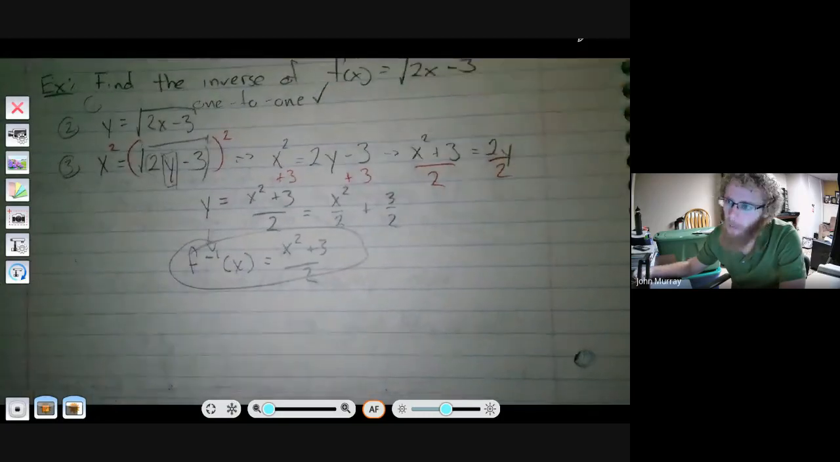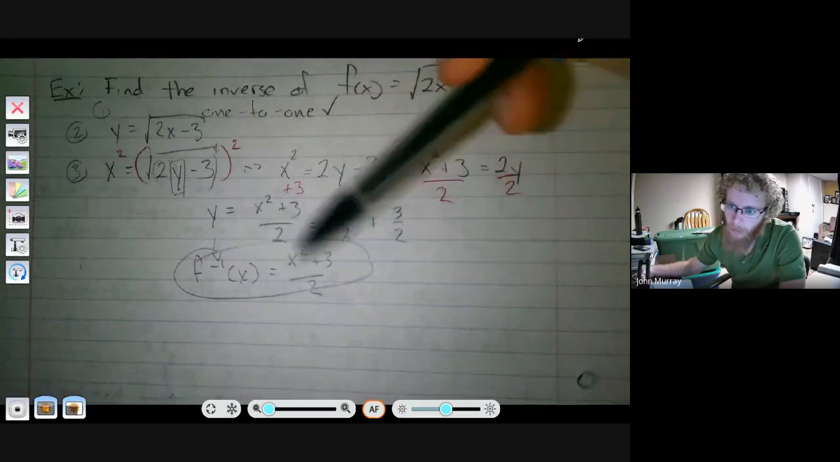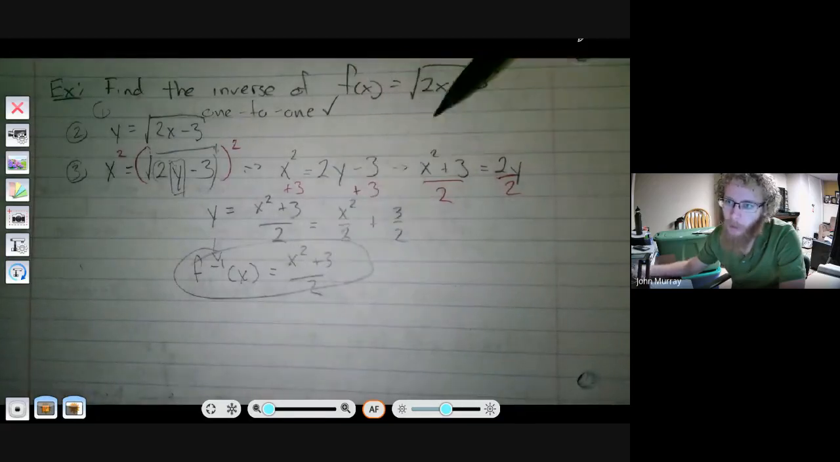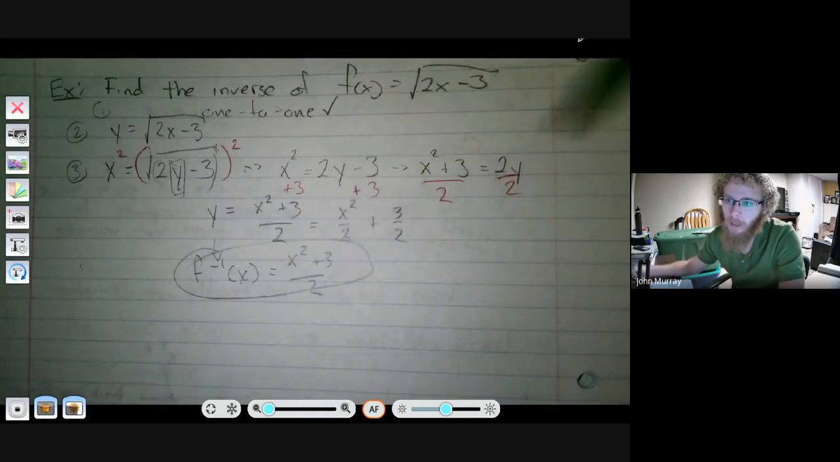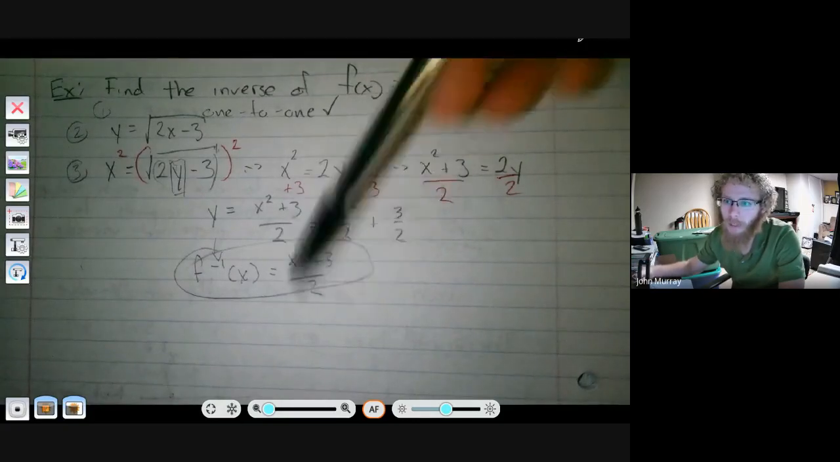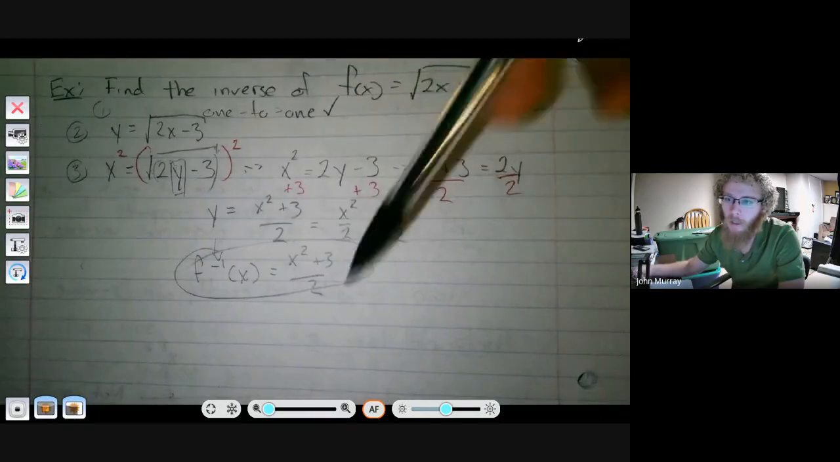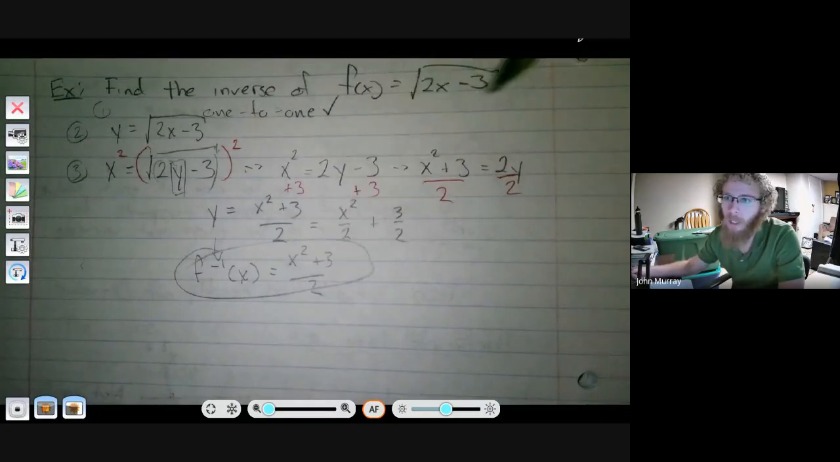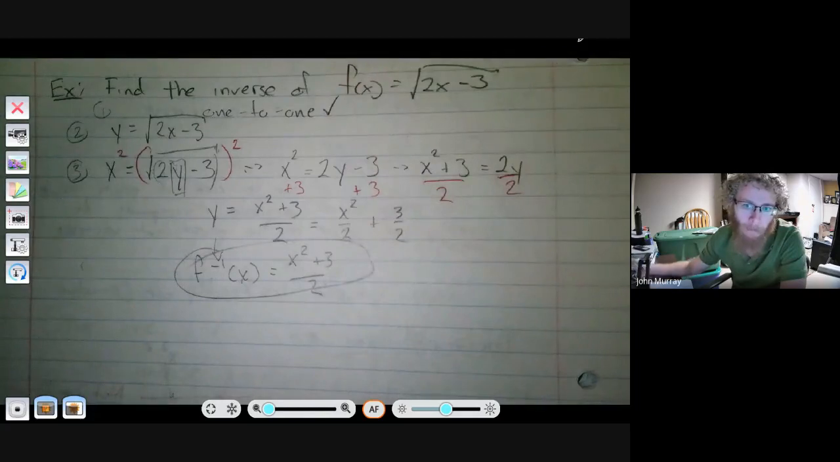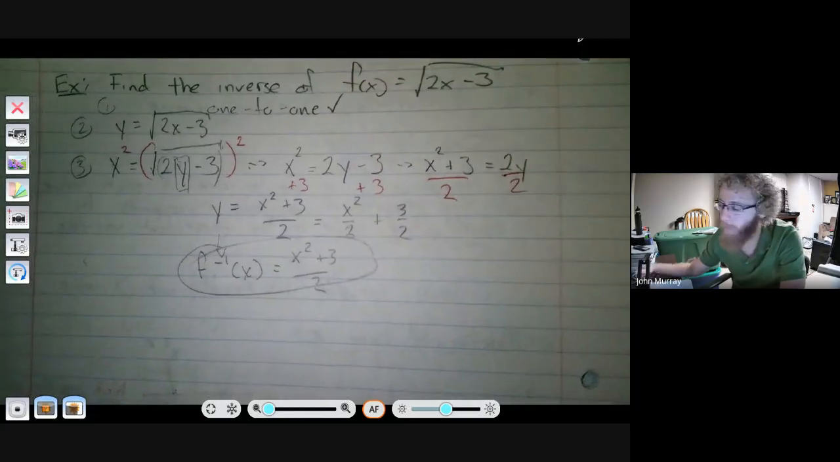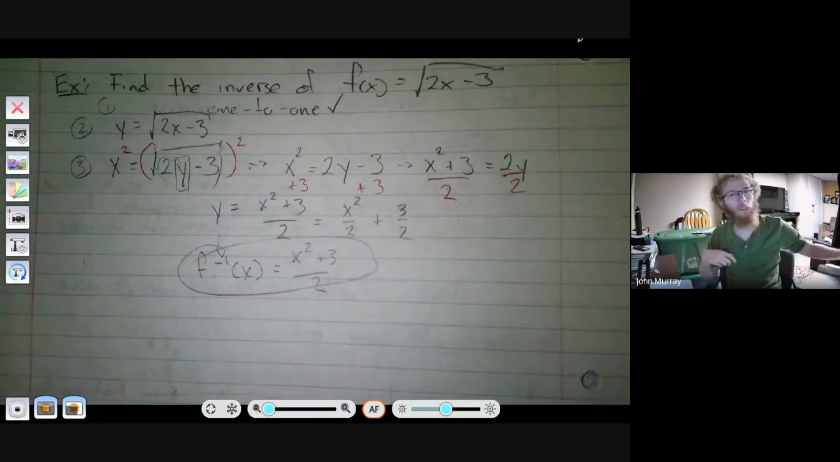Like I said, technically our last step is to confirm. So you would plug this in here, right? The square root would cancel out with the square, the 3's would cancel out, and then you'd have 2x over 2, and that would give us x. And if I plugged it in the other way, the 2's would cancel out first, the 3's would cancel out, and then we'd have the square root of x squared, which again would leave us with x. Just because we're running a little short on time, I'm going to skip the last part. Any questions about that?